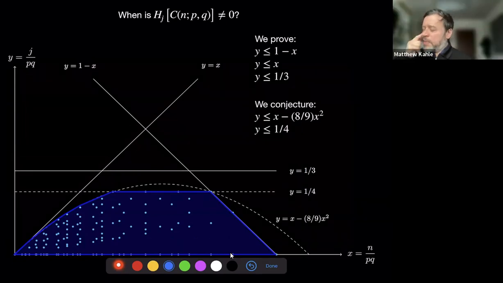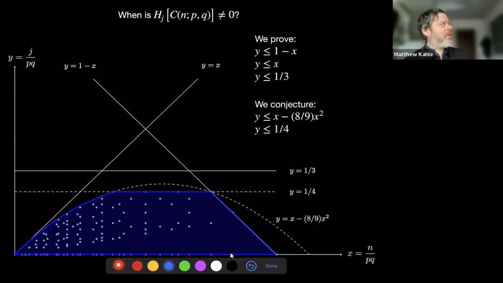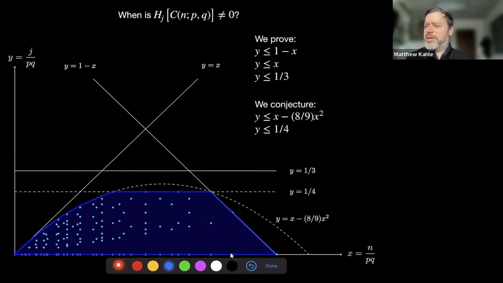At some point, I stared at this picture for a long time and tried to understand what all these dots are, and I think they're all on lines, and I think the lines correspond to, I don't remember what the lines correspond to. Does that correspond to a fixed value of n, or does that correspond to y over x being constant? So the pq's cancel. It's a fixed value of n over j.